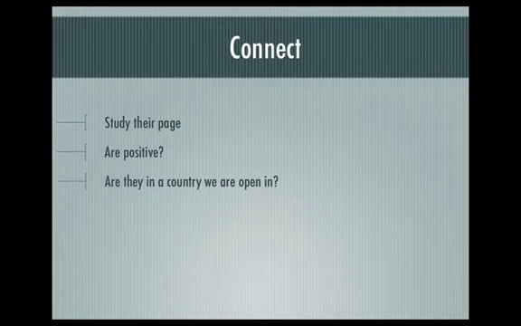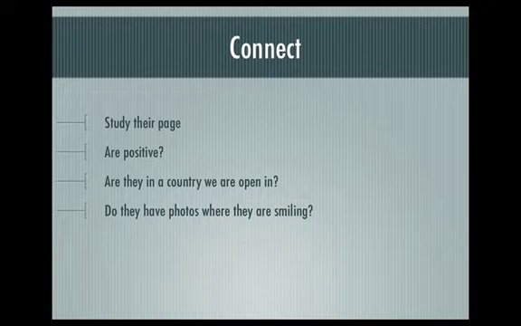So let's connect with them. How do we connect with them? Once you've located these people, study their page. Put in a couple of minutes, two to five minutes, studying their page, and see if they're positive. See the common interests that you have with them. Are they positive? Are they even open in the country that we are in? Our network marketing company, are we open in that country? If they are, then by all means, connect with them.